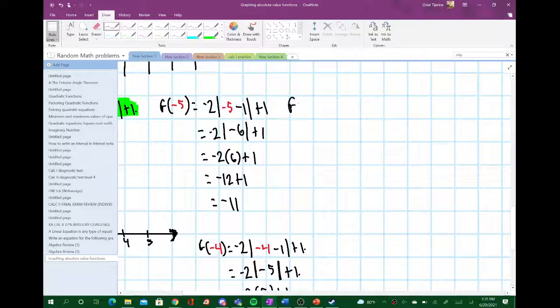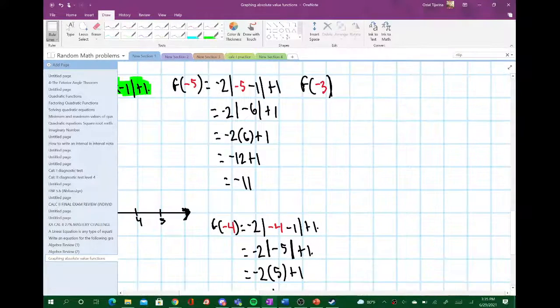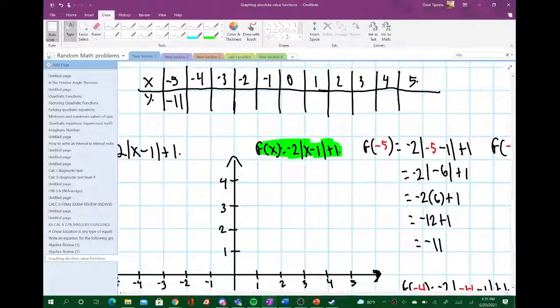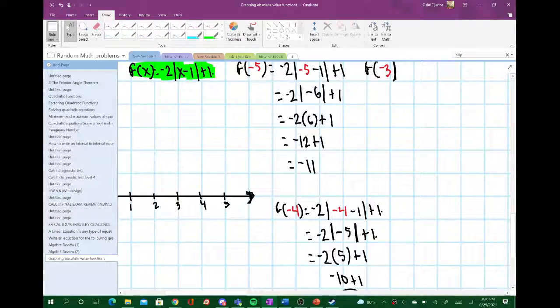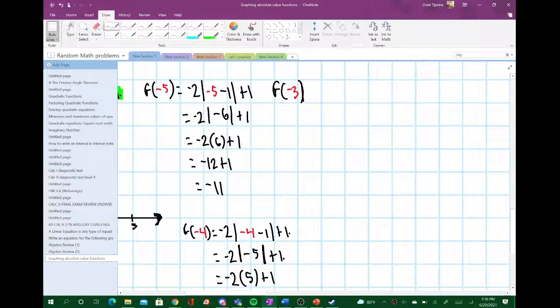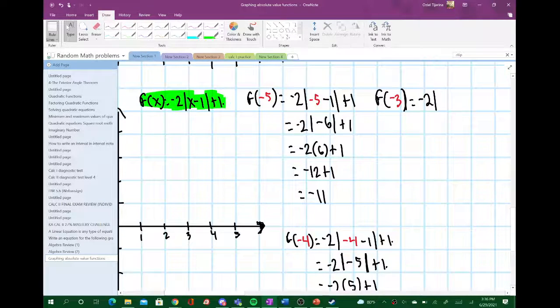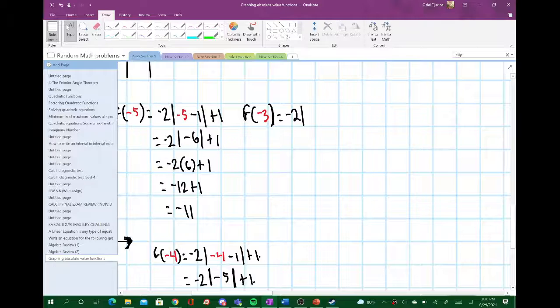And then let's do f of -3. What is f of -3? Oh, and by the way, you can put that in for x equals -4, it's going to be -9. F of -3 is going to be -2, and you're just going to plug in -3 for x, because right here is our function, right? So you're going to do the same thing again. Plug in -3 for x.